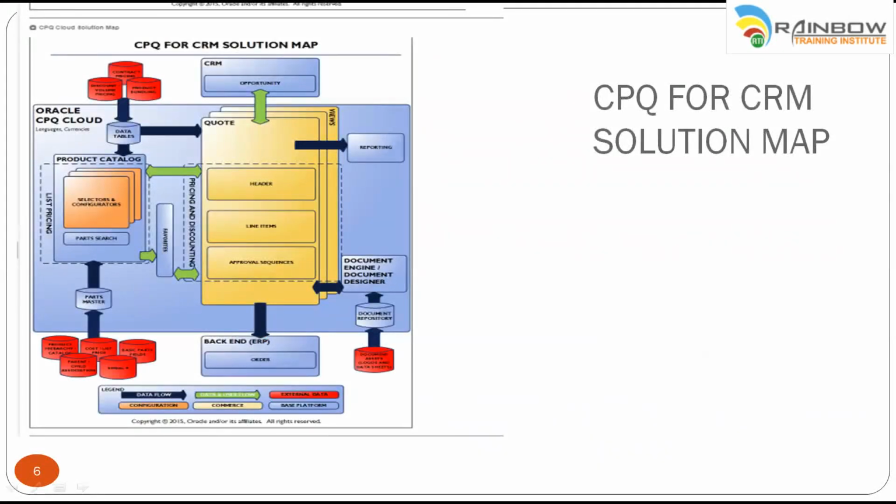Coming to Oracle CPQ, this is an overview of the solution map. Generally, the salesperson will log into the CRM tool and create an opportunity. From the opportunity, they will integrate our CPQ tool. This is our quotation, the yellow color marked. Quotation is nothing but one transaction in the CPQ terminology. The salesperson can create multiple quotations. Whichever quotation the customer is satisfied with, they will finalize and place the order.